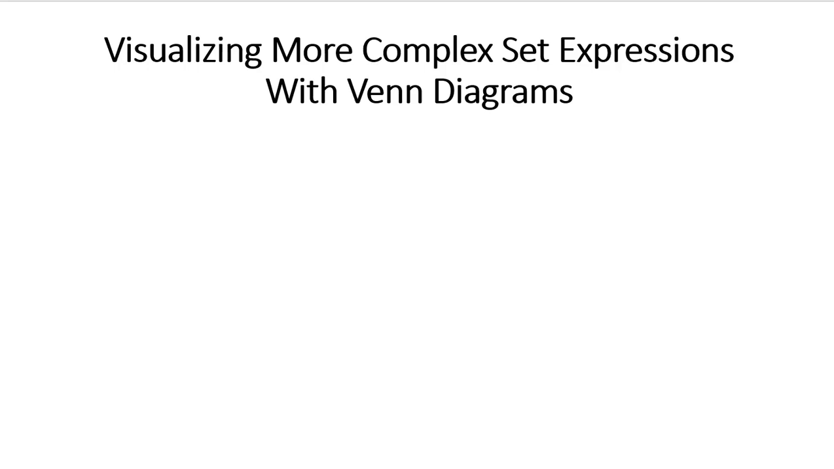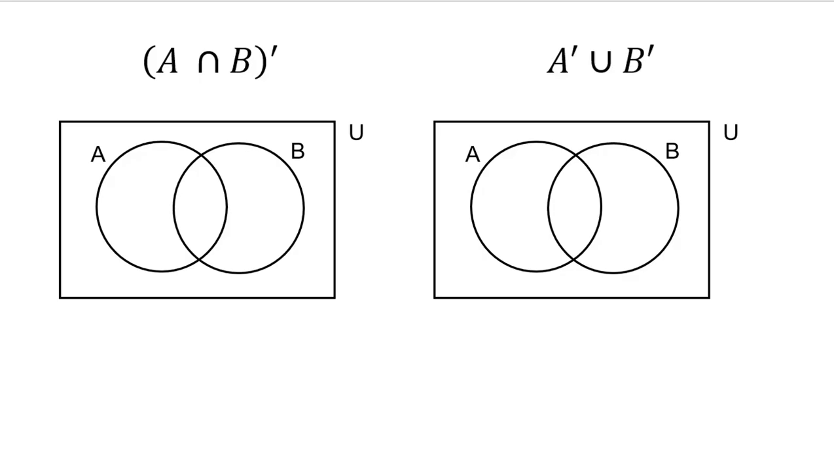Hi everyone. In this video, which is video 2 in a series on Venn diagrams, we're going to look at Venn diagrams and more complex set expressions. The first two problems we're going to focus on involve two sets, A and B, and the universal set, and some complementation, or complements.